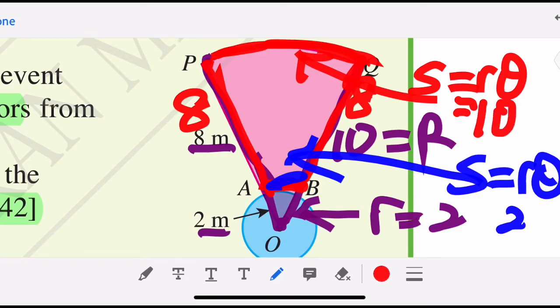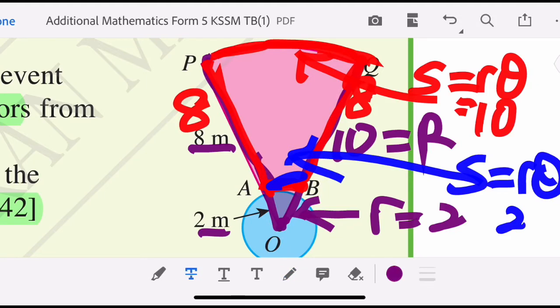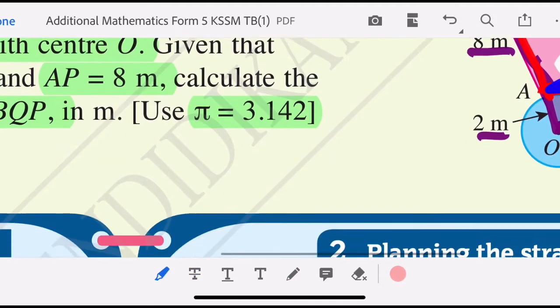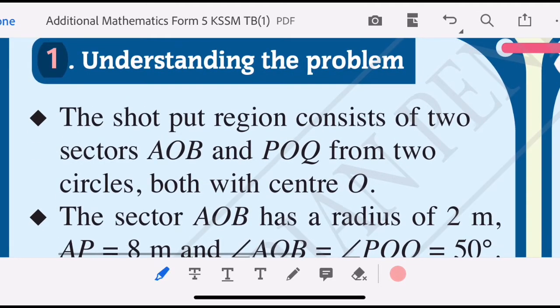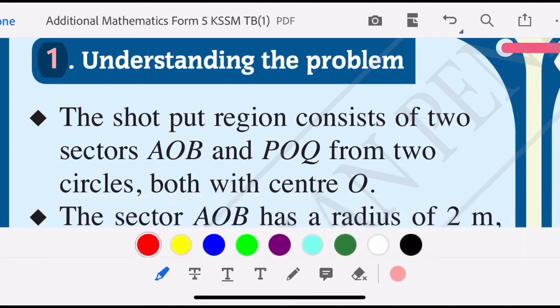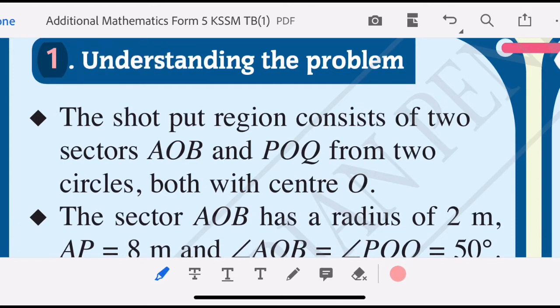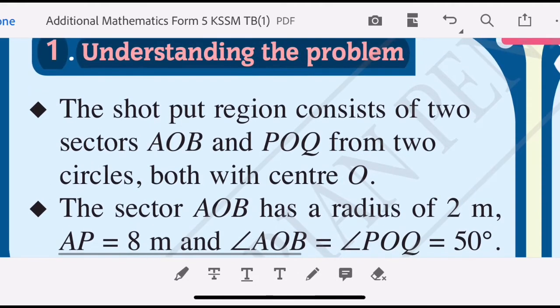Now in order to solve the perimeter, we will use a formula, right? In order to solve the hot question, firstly you must understand the problem. So we follow the steps. Step one says you must understand the problem. When you understand the problem, it means that you jot down the important points.